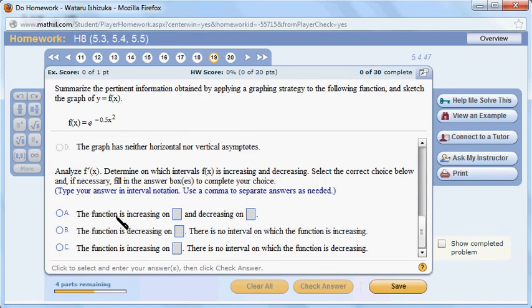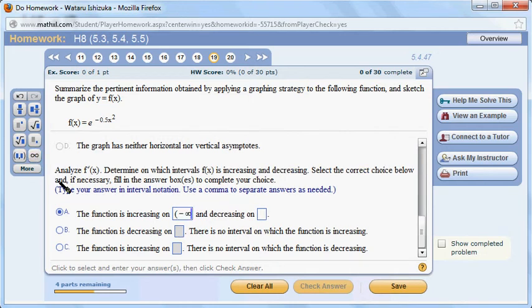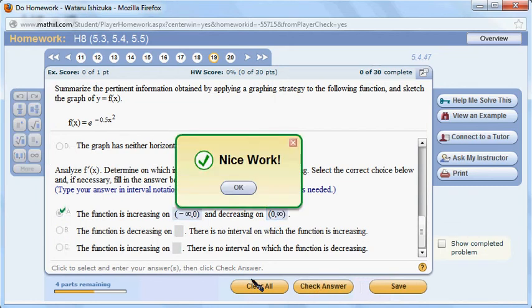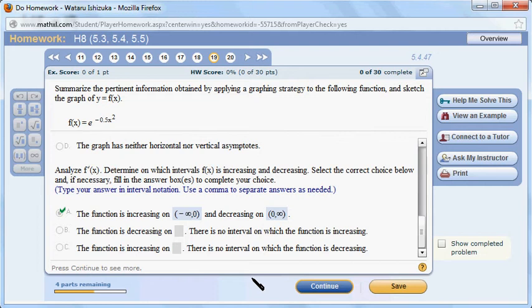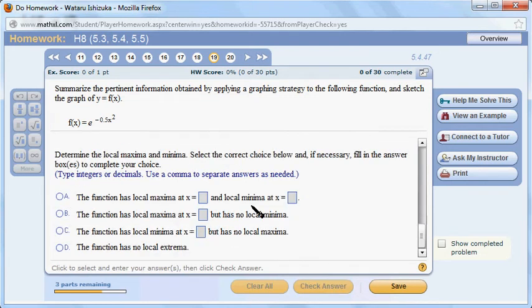Alright, the function is increasing on negative infinity to 0, and decreasing on the positive side, so 0 to positive infinity. Right? Let's check that. We got that. Right? Continue.